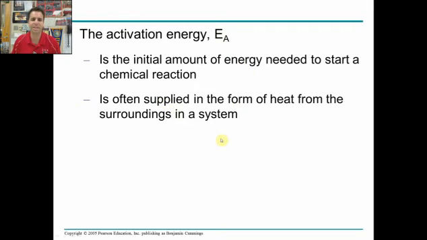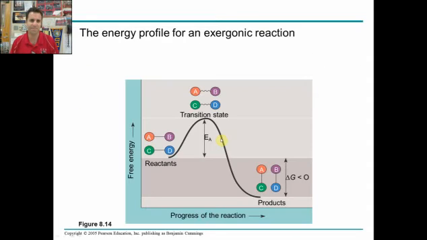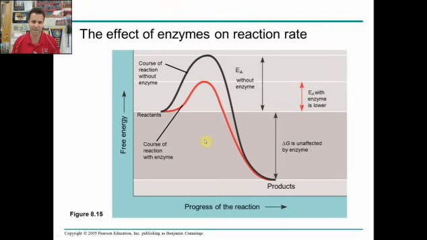Often supplied in the form of heat from something within the system. Okay, so here's an example from an exergonic reaction. Reactants have more energy than the product, so it's a downhill, if you like. But there is this temporary transition state that must be overcome because of this activation energy. So enzymes, you'll see, help to lower this activation energy. Okay, as you see here in red with an enzyme, it lowered that energy, so it's easier. Imagine if you were walking up that hill. Okay, the smaller or lower the hill, the easier it is to get over to the products.